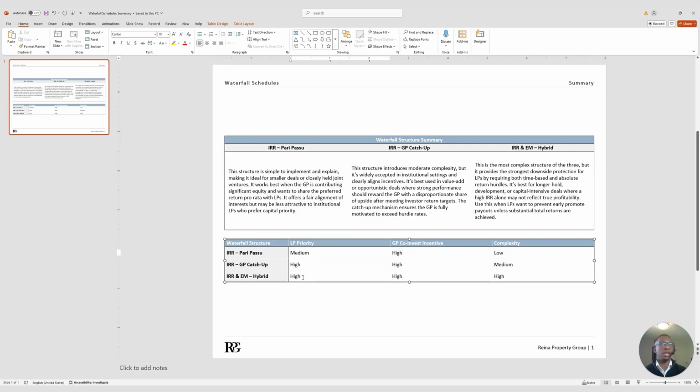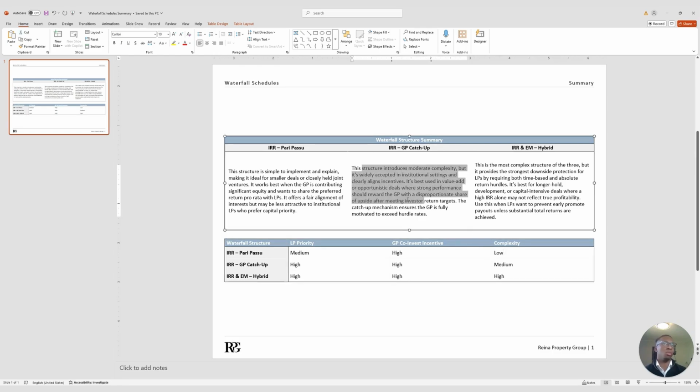Of course, the LP priority in the GP catch-up case and the hybrid case are both high. GP co-invest incentive is high in all of these cases. That's the very purpose for having a waterfall structure. And then complexity is going to be lowest for the pari passu case. If you've learned this in school or if you've done a deal before, this is likely the one you would have seen, considering it may have been a smaller deal.